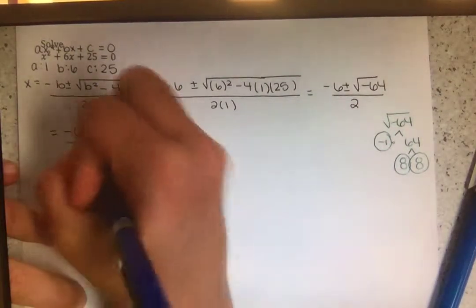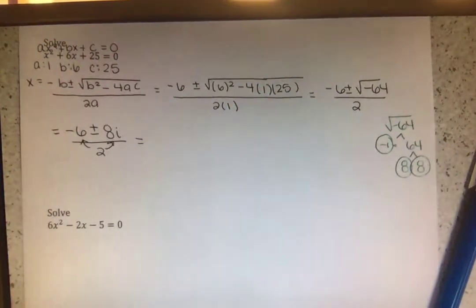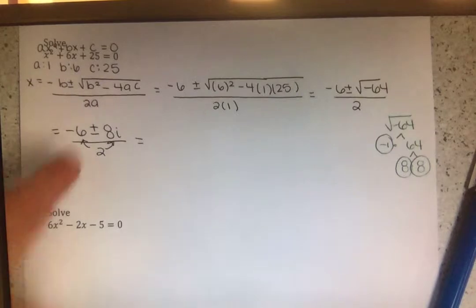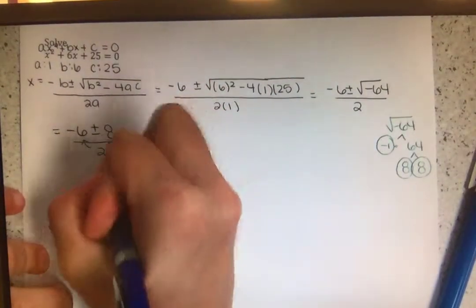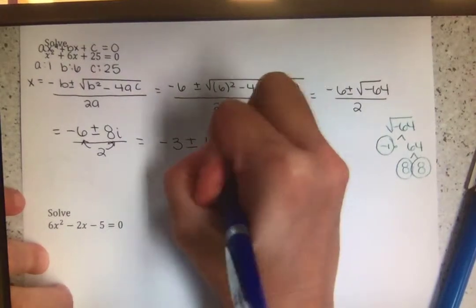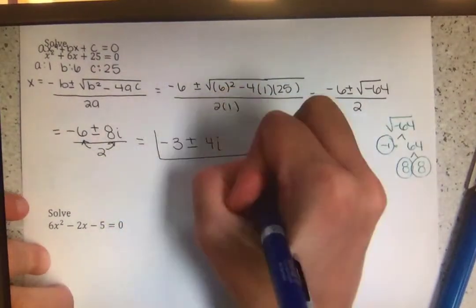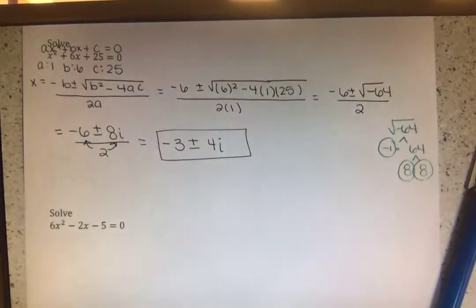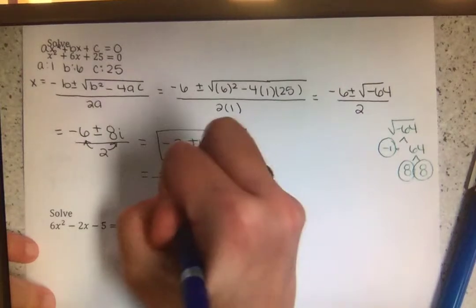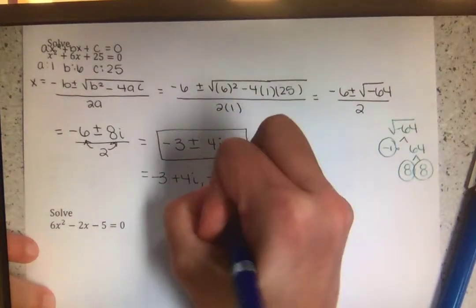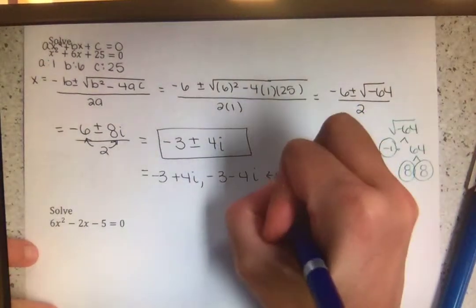So because everything is being divided by 2, we divide each one separately by 2. So negative 6 divided by 2 will give us negative 3. Plus or minus 8i divided by 2 will give us 4i. Negative 3 and 4i are not like terms, so this is our final answer. MyMathLab sometimes wants us to write it as negative 3 plus 4i, comma, negative 3 minus 4i. So fair warning, this is how MyMathLab might want it.